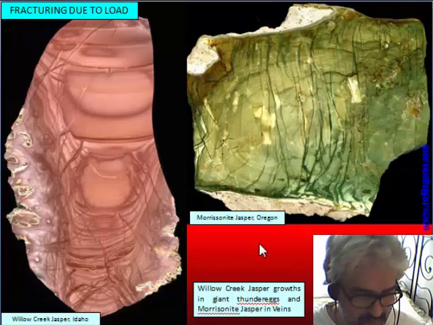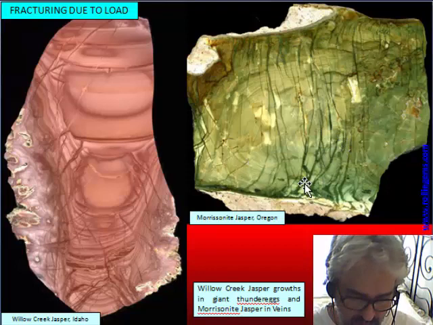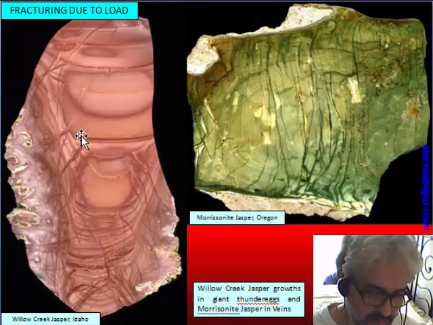Another structure is a kind of fracture that is not like the V-shaped fracture, but is more long fracture, and usually they are vertical or almost vertical and parallel to each other. So this is a fracture of Morrisonite with many fracture fillings of Morrisonite jasper, and many fractures cross the bed of jasper in quite vertical direction. And in this case, the fracture starts from V-shaped fracture, so starts from the free surface of the jasper.